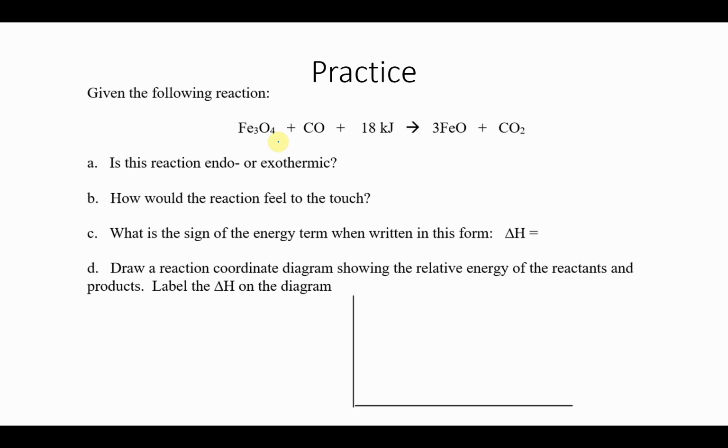Okay, well, in this case, they have the energy written in the equation, and all of these questions can be answered if we can figure out if it's endo or exothermic. That means that if they had written the energy out here, I need to decide whether it's positive or negative 18 kilojoules. Well, the 18 kilojoules is on the reactant side.